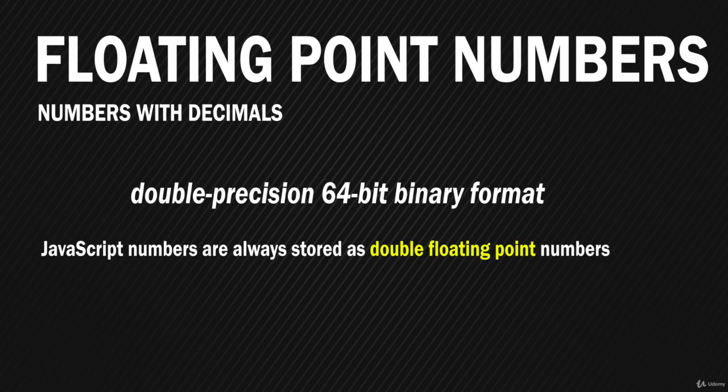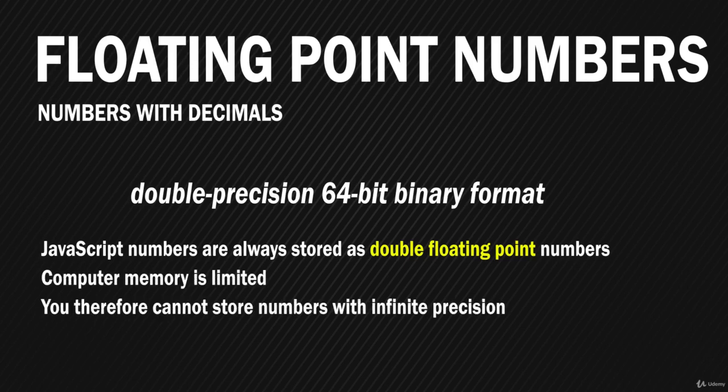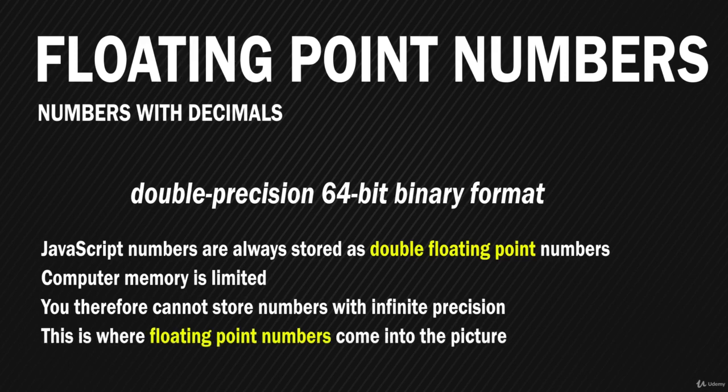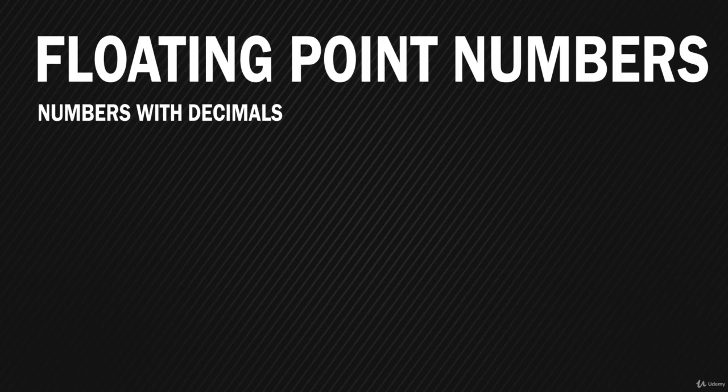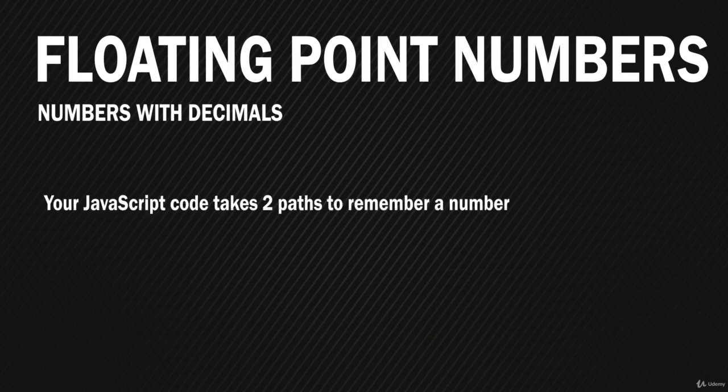And I'm going to state the rather obvious, and that is computer memory is limited. So we can't store numbers with infinite precision. A number format has to be created to provide accuracy for numbers at different magnitudes. And this is where floating point numbers come into the picture. And to best explain what a floating point number is, let's just look at how JavaScript stores your number.